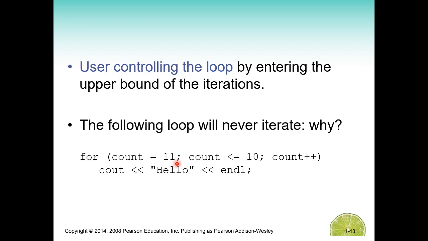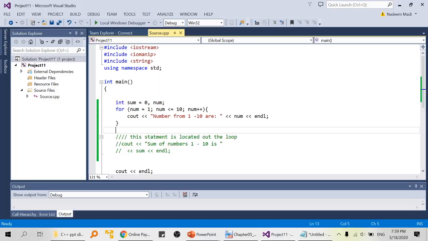A user may also control the loop by entering the upper bound. So this is the upper bound that we talk about here. A user may also be able to, as I told you, this is a constant value, but we can also extract this value from a variable. Let me just test this with you in order to see how it is.